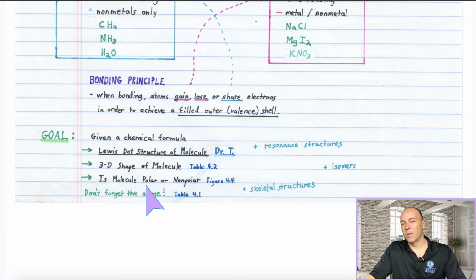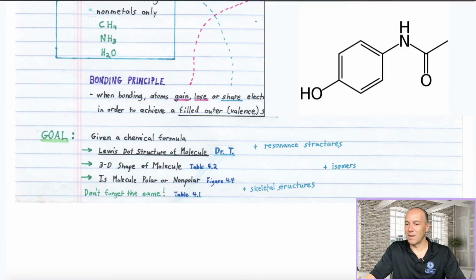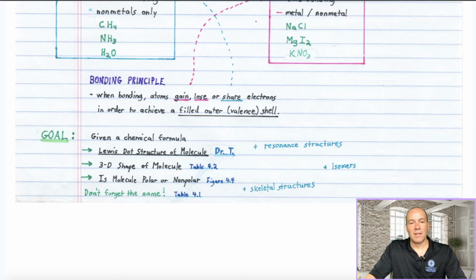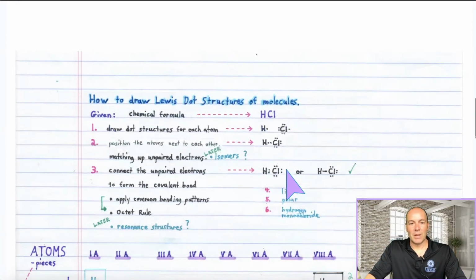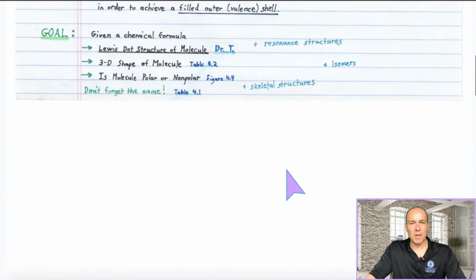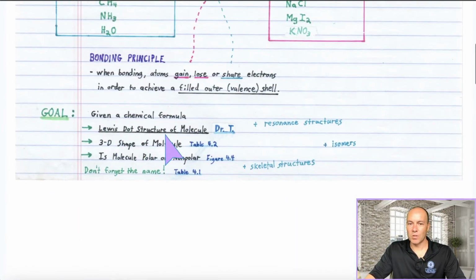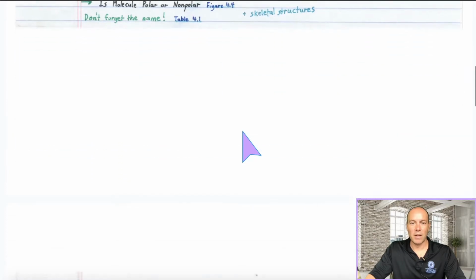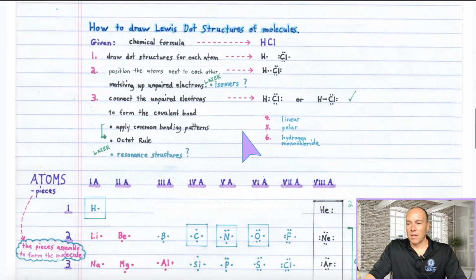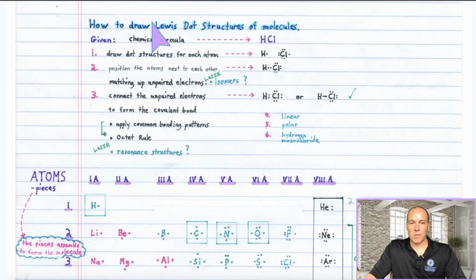Now, along with this goal, we're also going to throw in some goodies. We'll discuss resonance structures and isomers and skeletal structures like that one that we saw for acetaminophen right there. All right, so the first step in achieving the goal is to get the Lewis structure, and I'm going to help you do that. Here's a good method for drawing Lewis structures.